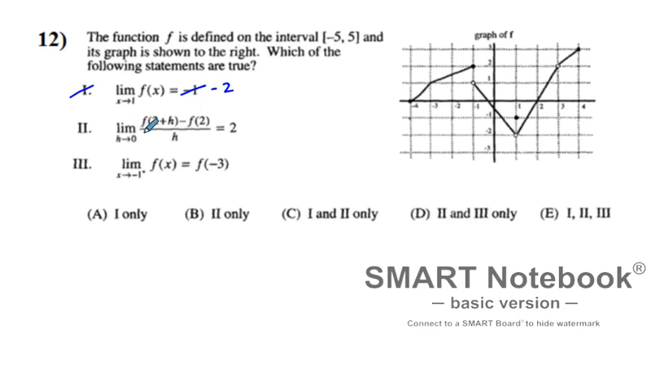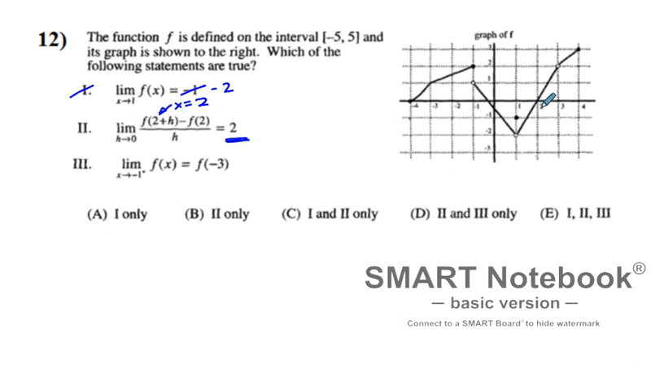Next, the limit as h approaches 0 of f of 2 plus h minus f of 2, over h, equals 2. Now this is the form of the definition of the derivative. I hope you remember when we did that with the secant line, and we simplified and worked out some problems before using the power rule. That's what this is. So what it's telling us is that the slope where x is equal to 2 is equal to 2.